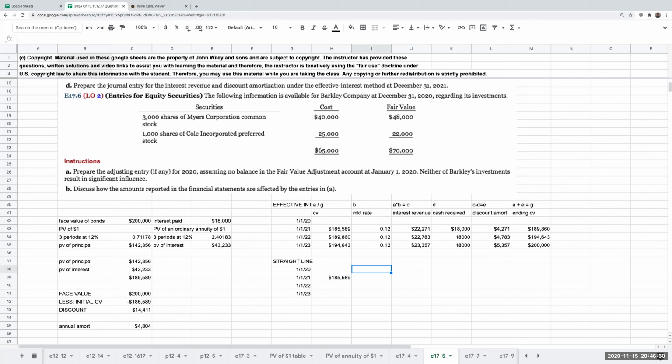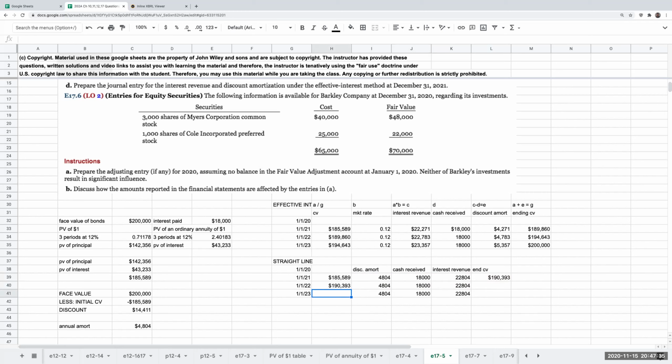My calculation of interest is going to be a little bit different. So here, my discount amortization is going to be 4,804 each one of the years. And so then my cash received is going to be 18,000. This will be the same every year. So my interest revenue is going to be every year 22,084. So the ending carrying value is going to be 185,589 plus the discount.